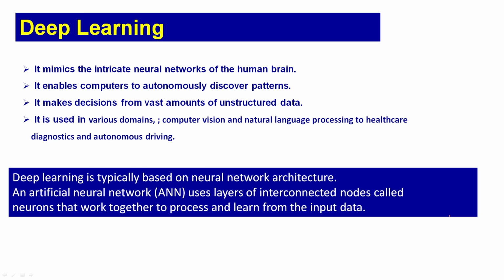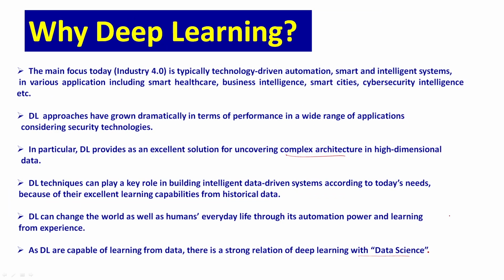It is typically based on neural network architecture, and we already talked about a lot of these things in ANN, artificial neural networks, as part of ML methods, and also as part of deep learning methods in some earlier lectures. And we know why we use deep learning, because it provides much better accuracy and performance, especially it provides excellent solutions for uncovering complex architecture in high dimensional data. It plays a key role in building intelligent data driven systems, whatever you need today.